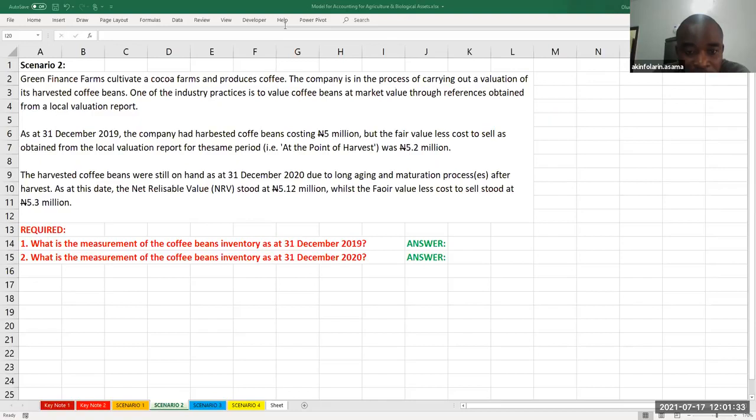While question 2, at 31st December 2020, the nature has changed to being an inventory, I think. And for an inventory, it is expected to be measured at the lower of cost and net realizable value. So in that case, I can see that the net realizable value of 5.12 million will be adopted, but lower of cost. But cost is 5 million, so sorry. So we can take the cost, which is 5 million, to measure it as of December 2020.